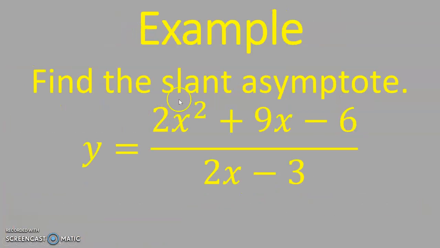Find the slant asymptote. So notice right away that the degree of the numerator is exactly one more. The degree here is 2, the degree here is 1. So what I'm going to do is just treat this like a division problem. I'm just going to divide it. Because the divisor, this part here, is not of the form x plus or minus a number, I must use long division. So let's do that.